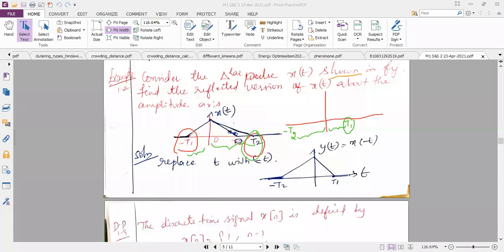Then you know how the diagram is. From the amplitude, I can take this as amplitude A. From A to T1, I have to do the connection. And similarly, from A to minus T2, I have to do the connection. So in this way, we can just complete the diagram. This is called a reflected version y of t. y of t is equal to x of minus t.